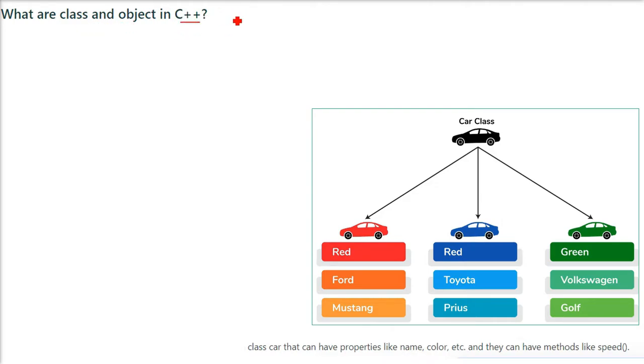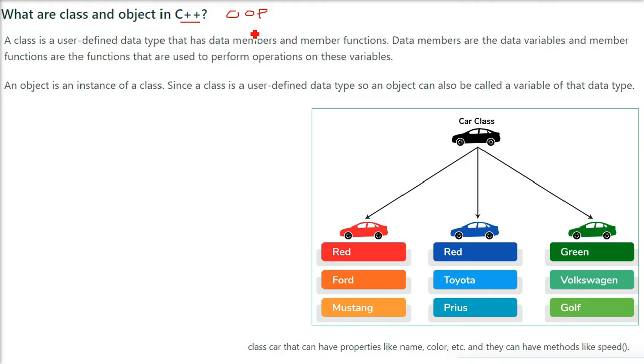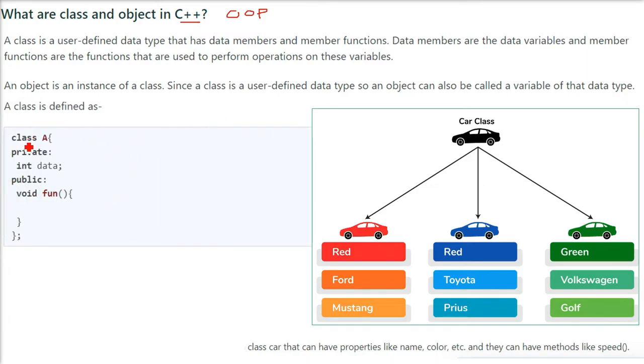In C++, as we know, it is an object-oriented programming language. That is why we have the concept of object. In any OOPS or object-oriented programming language, there will be a class, and everything will be based on objects. Let me show you the class.